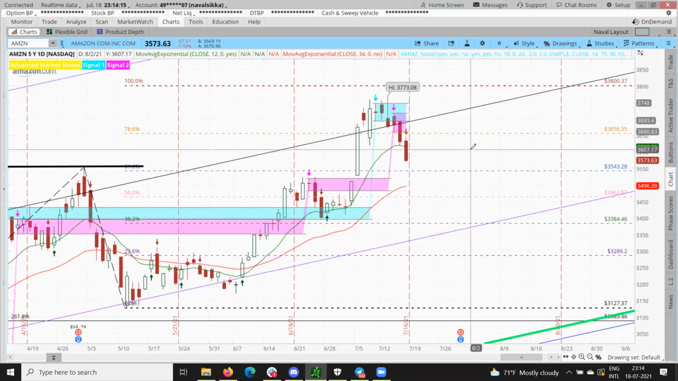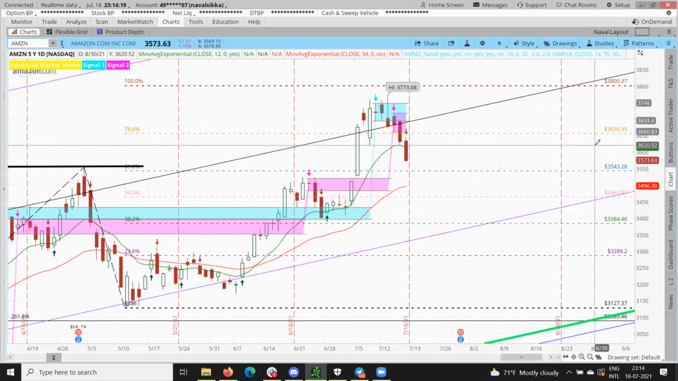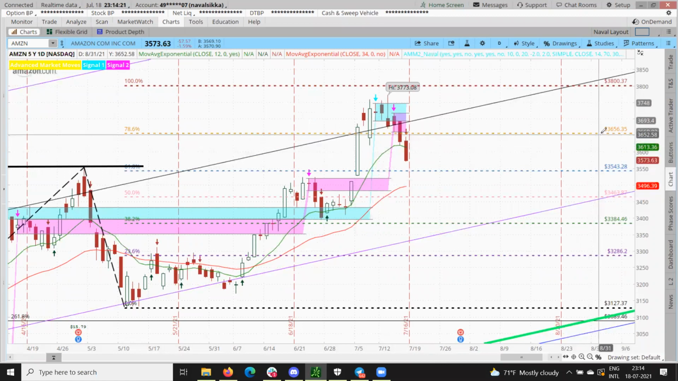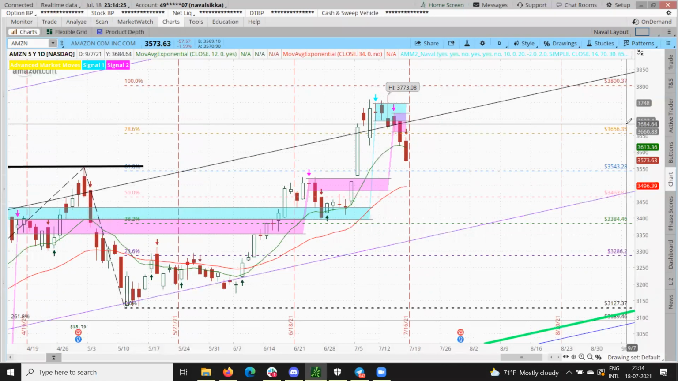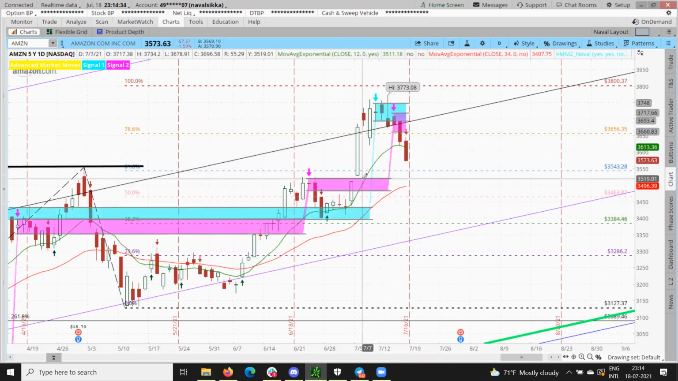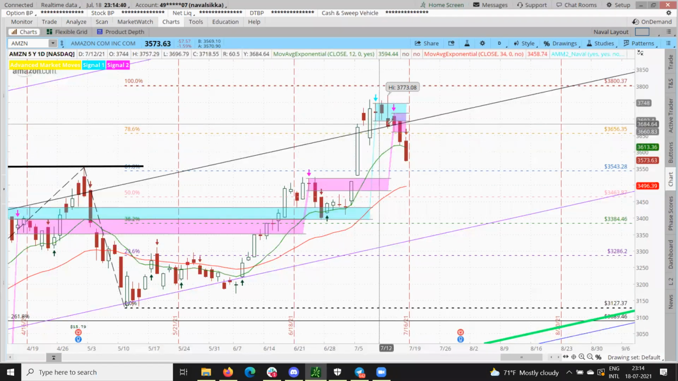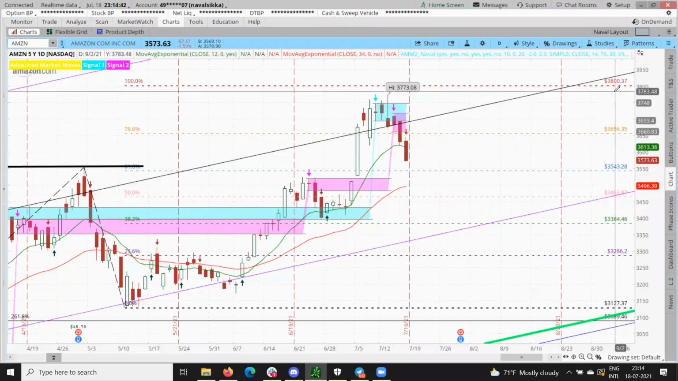So on Friday morning, I recommended going short on Amazon, 3600 put, and Google 2540 put, and both of them worked really beautifully. And why did I do that? First thing, this green line is a 12 EMA. This is the trend line, and these are the Fibonacci levels.